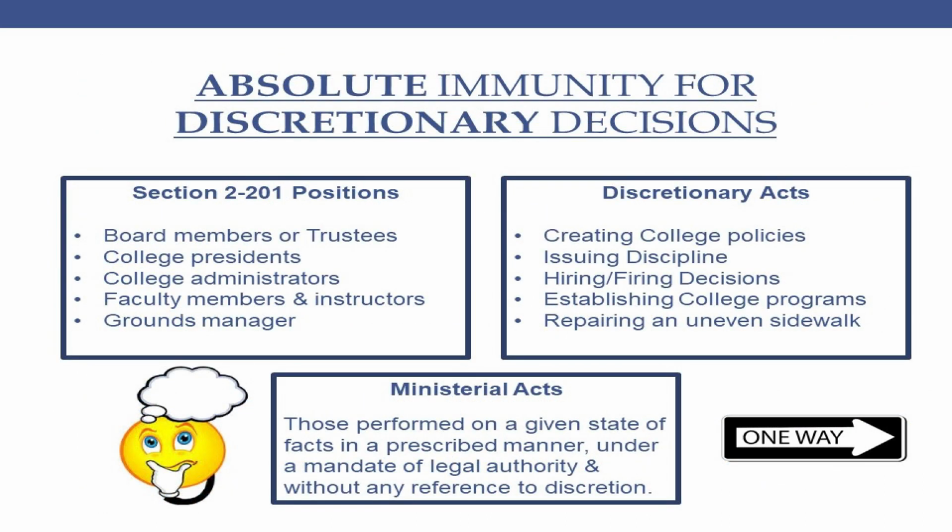Now, there are many cases involving Section 2201. As further information on these definitions, I've provided examples on this slide. Community college positions that include the determination of policy or exercise of discretion include things like the board members or trustees, which would be you guys, college presidents, college administrators, and even faculty, instructors, and other staff.